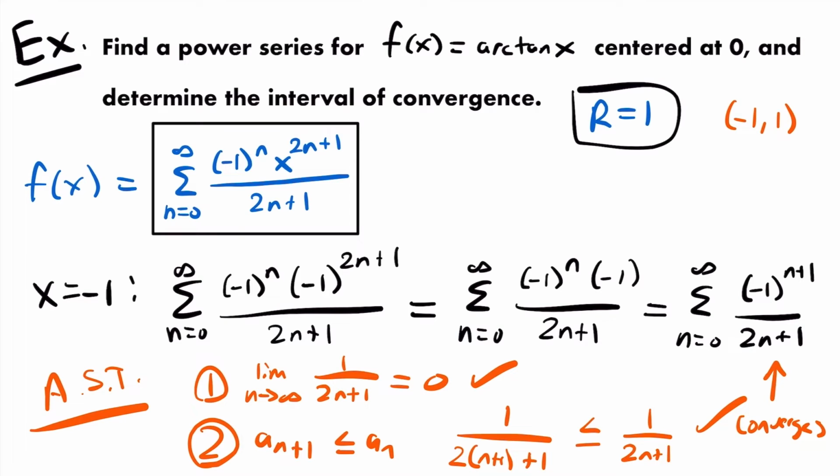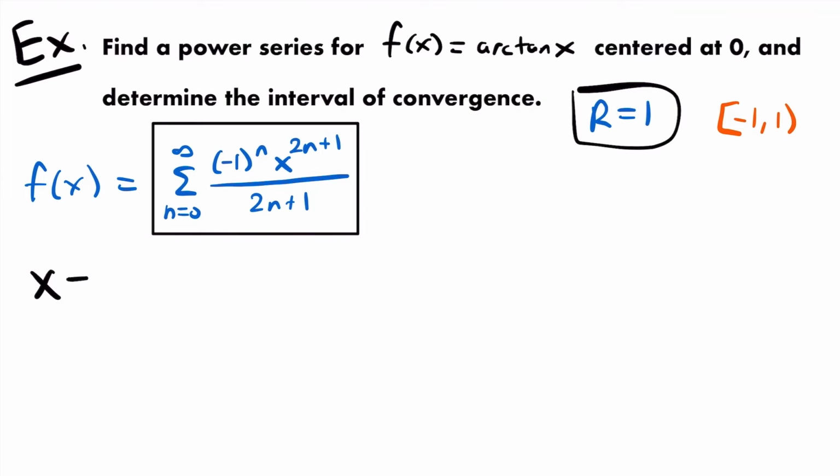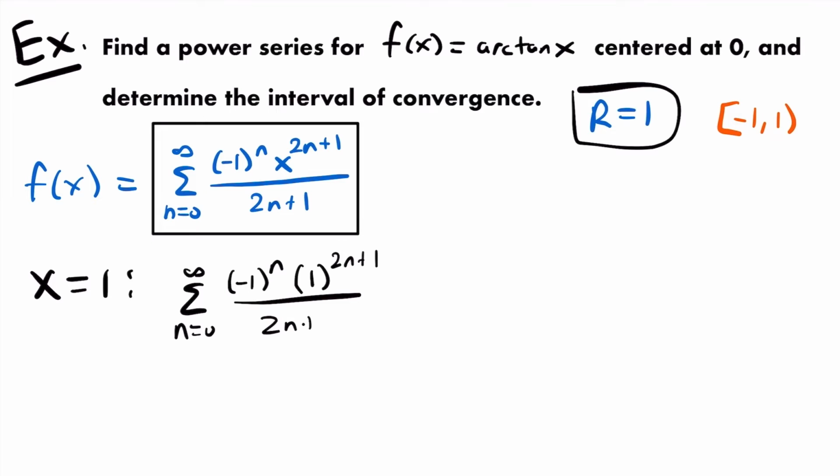All right, so we'll erase the open bracket and change it to be a closed bracket, and now we can work on checking the other endpoint, and then we'll be done. All right, so if I clean up my work, when x equals positive 1, that's the other endpoint we need to check, our series will look like this. We'll have the sum from n equals 0 to infinity of negative 1 to the power of n times 1 to the power of 2n plus 1 divided by 2n plus 1.